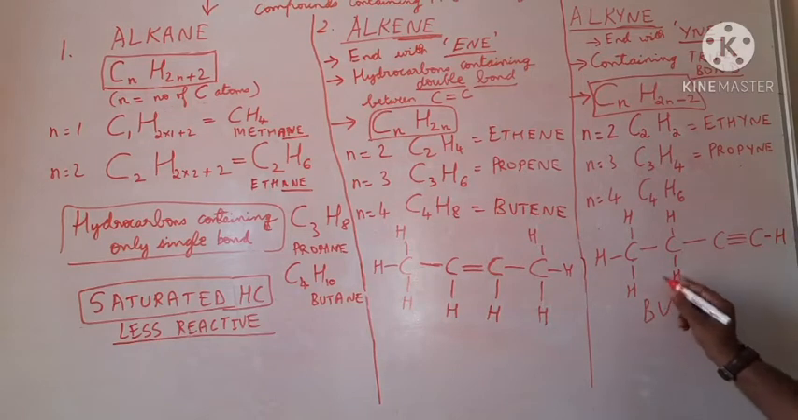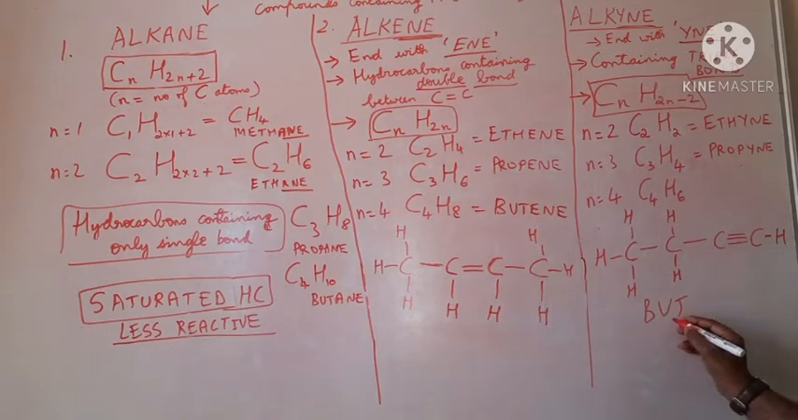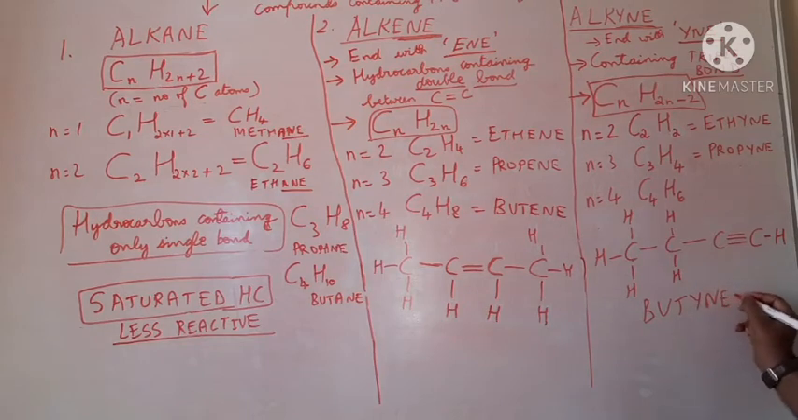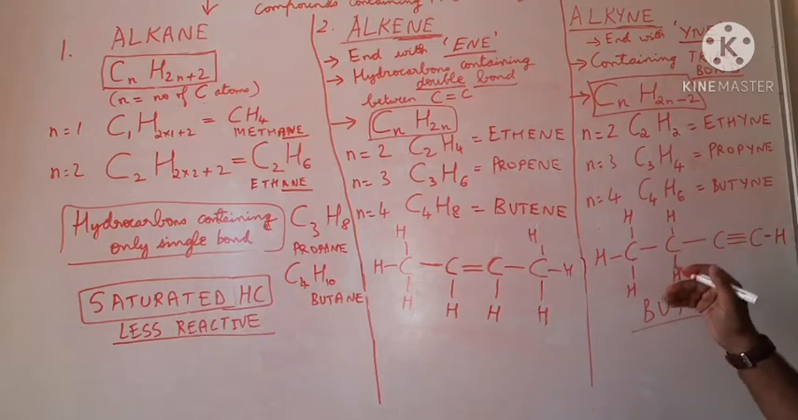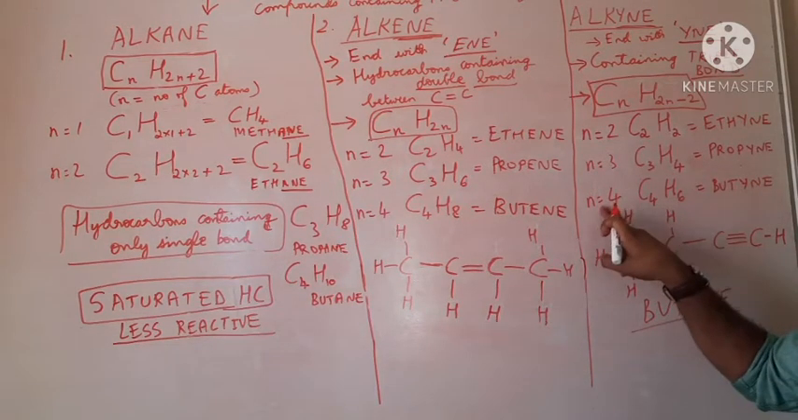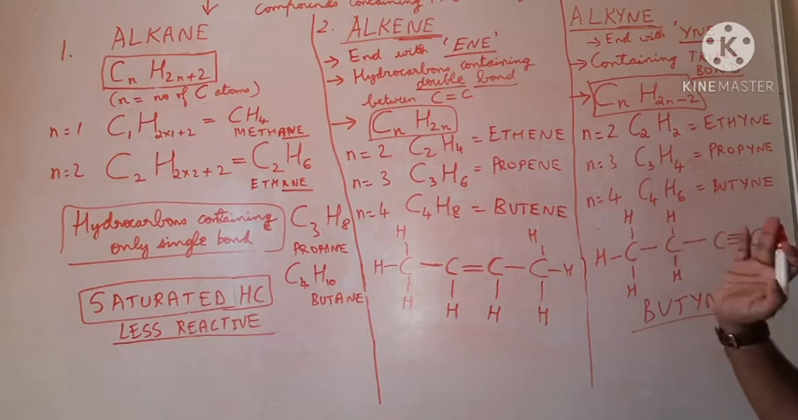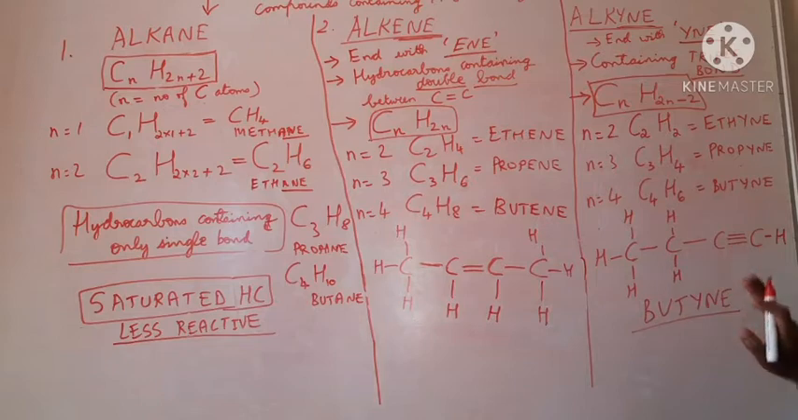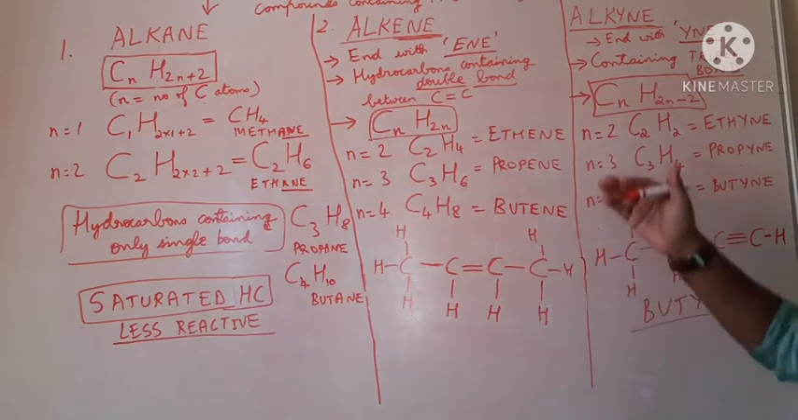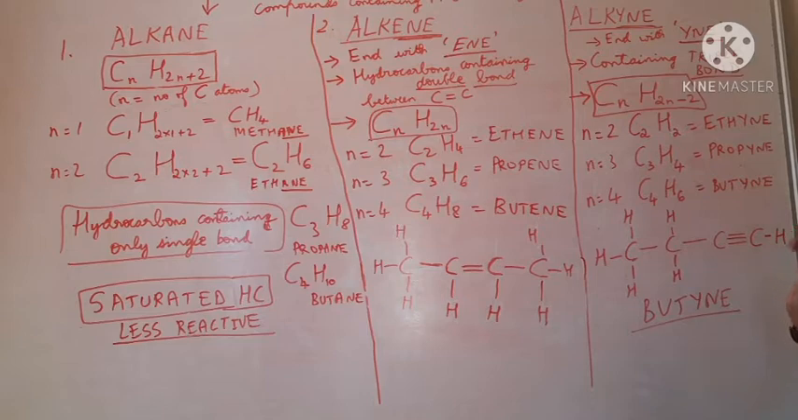The name, because there are 4 carbon atoms, it will begin with but. And because there is a triple bond, it is an alkyne, name would be butyne. So that is the third member of the alkyne family. Similarly, you can practice writing the structures for n equals 5, n equals 6, n equals 7. Just for practicing writing the structures of the alkane, alkene, and alkyne. You have to follow the exact same pattern.